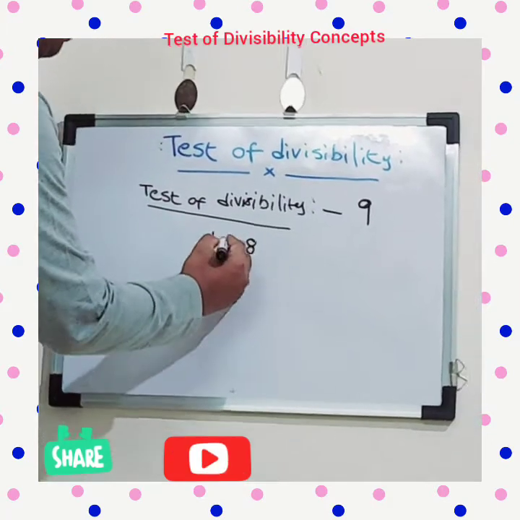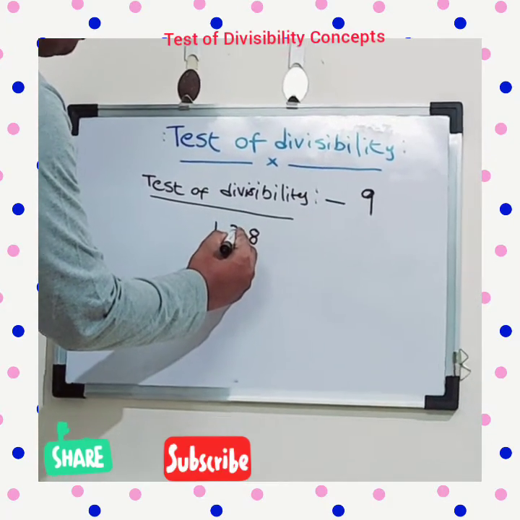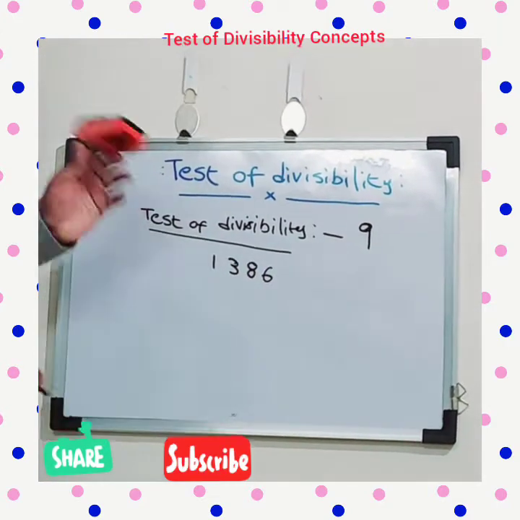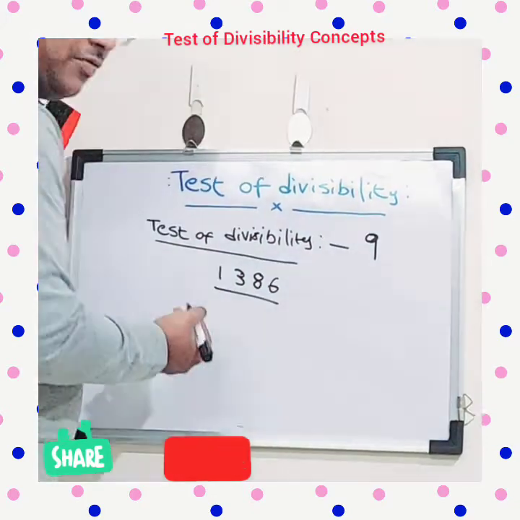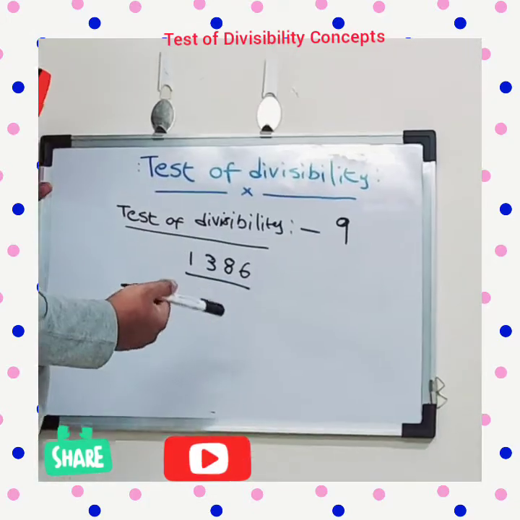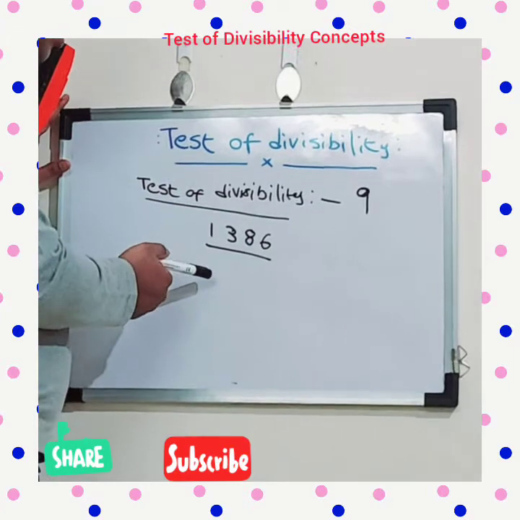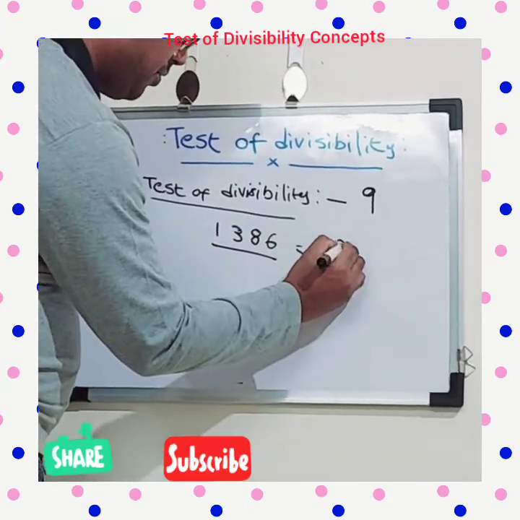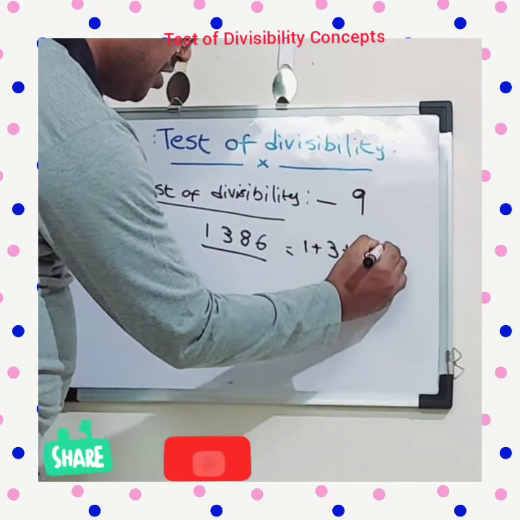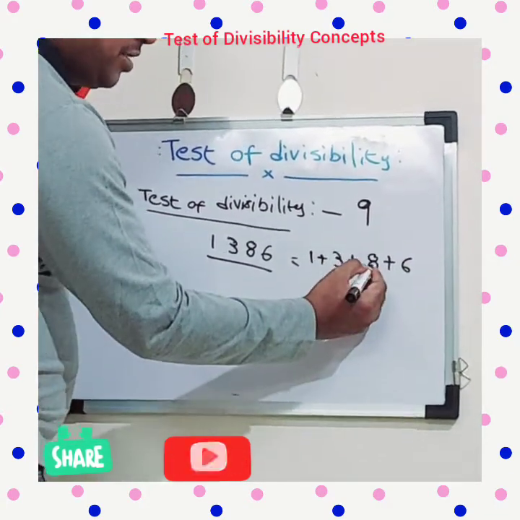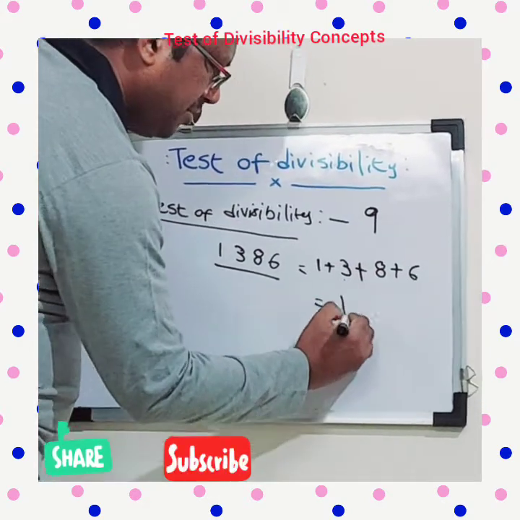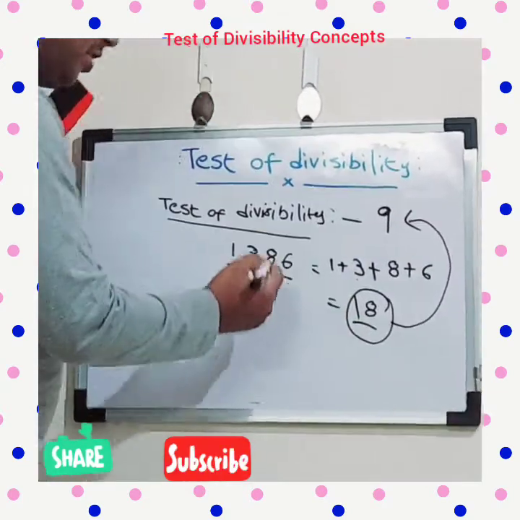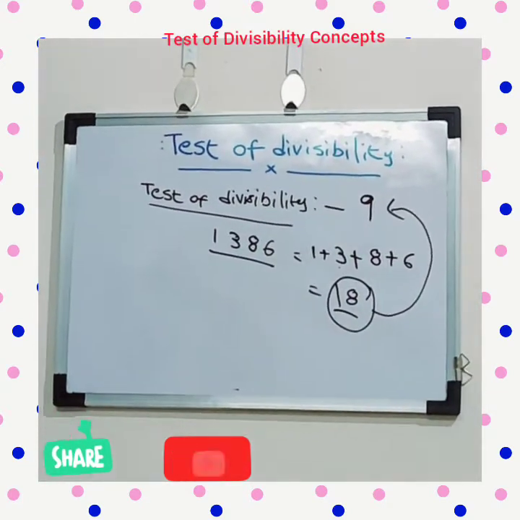Take 1386. This is a 4-digit number. Before dividing, if you want to know whether this number is exactly divisible by 9 or not, what do you do? Simple: 1 plus 3 plus 8 plus 6. 1 plus 3 is 4, 4 plus 8 is 12, 12 plus 6 is 18. 18 is the sum of the digits and it is divisible by 9. So definitely this number also should be divisible by 9.